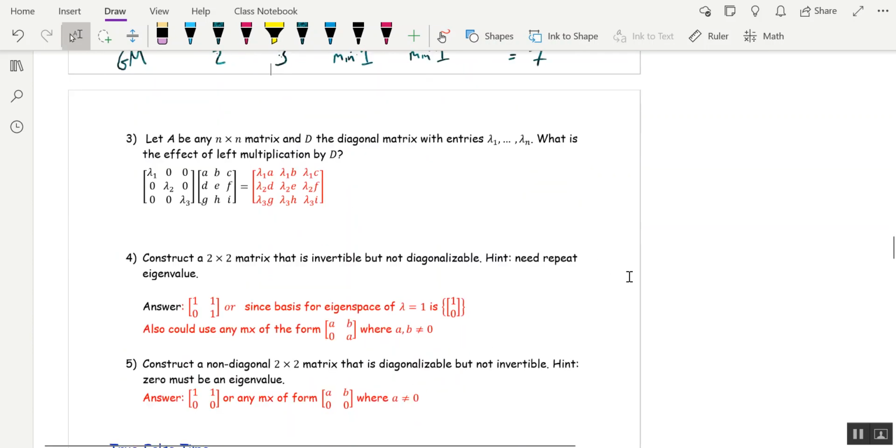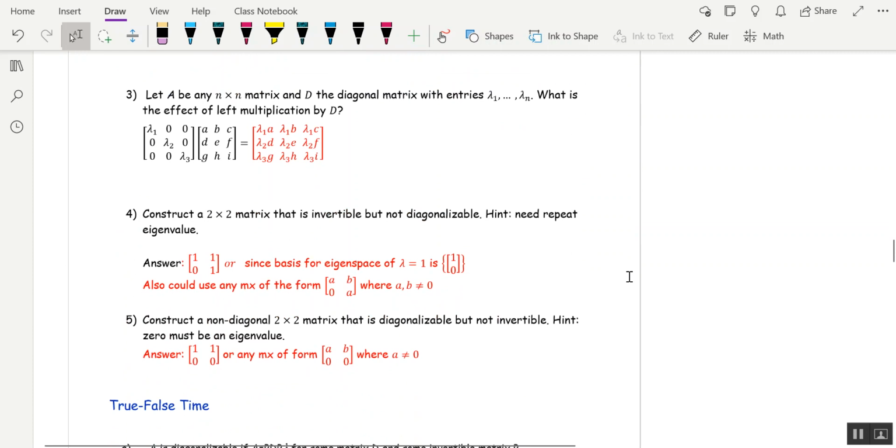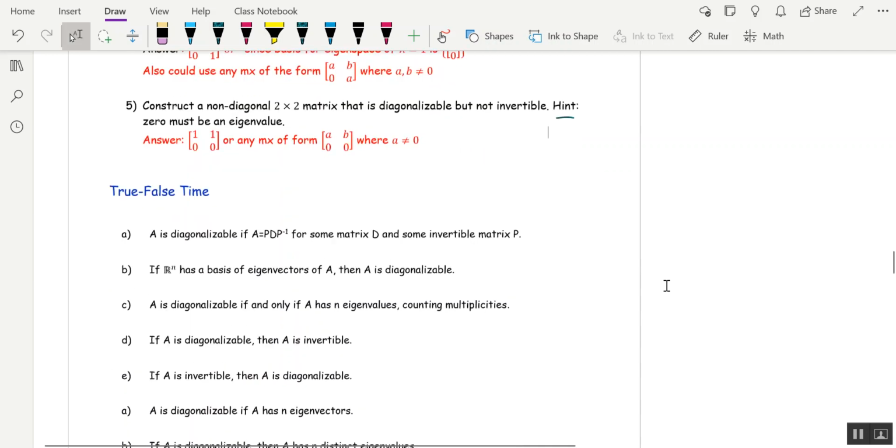Okay, here are some where I've just filled in the answers for you, but I want you to take some time to read them. You can see if you left multiply by a diagonal matrix, it scales the rows of A. And these 2 examples come as a pair. They're illustrating the fact that invertible and diagonalizable are 2 independent conditions. One does not imply the other. So I want you to take some time, make sure you understand the hints, I give you a hint in each one, make sure you understand what I did. All right, and we're just going to do some true false and then we'll call it quits.